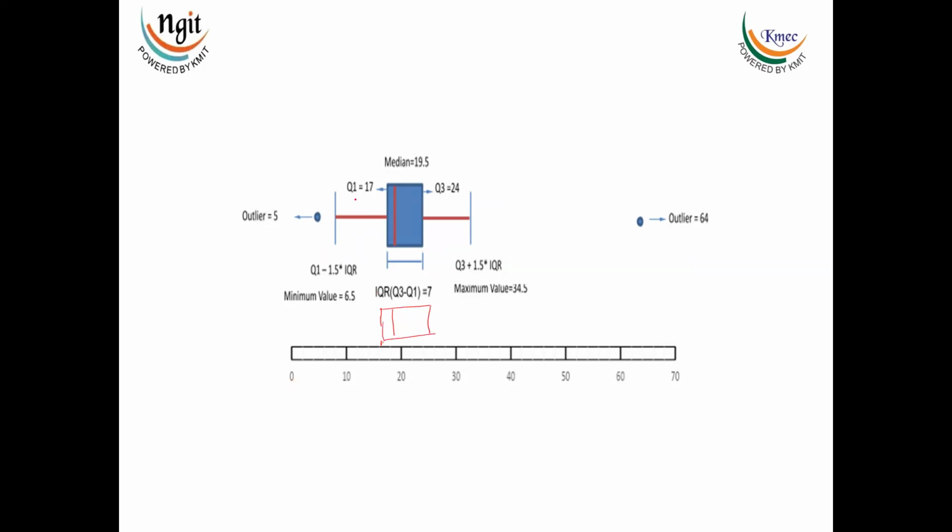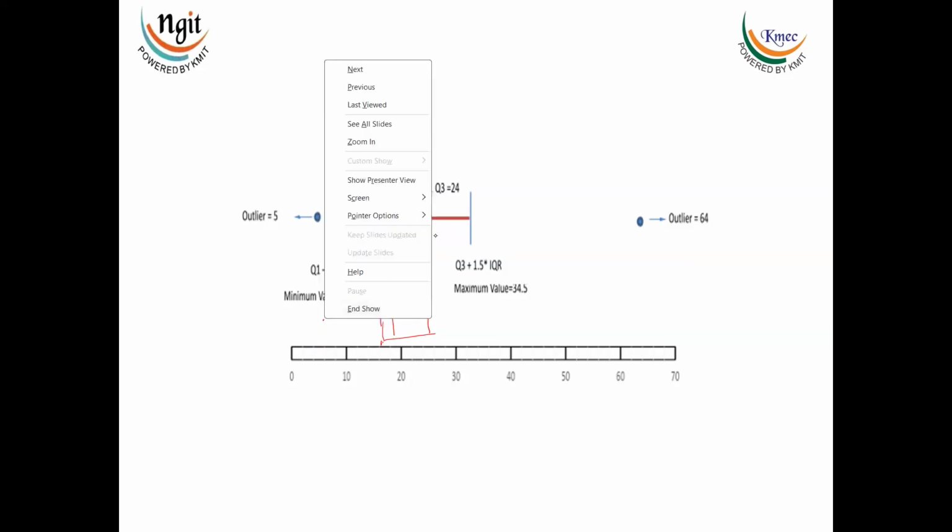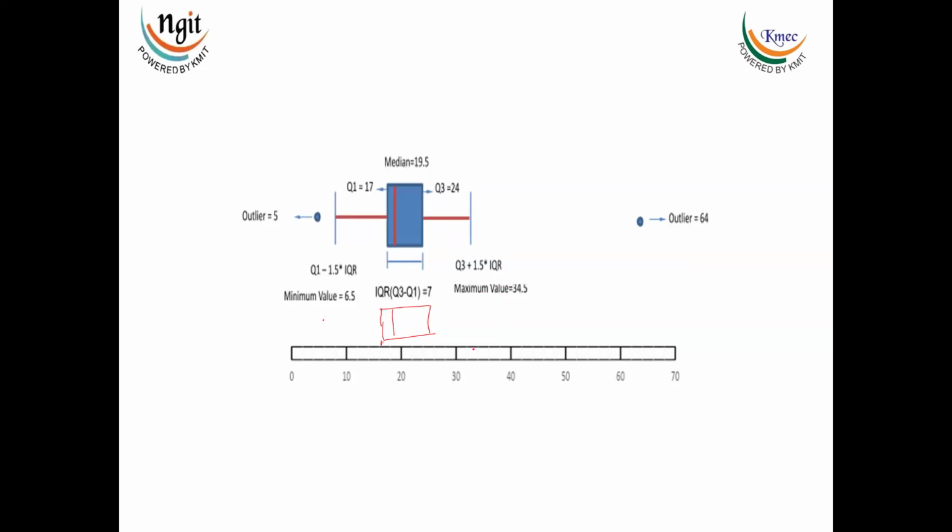And here, the minimum value is 6.5. It is somewhere here, 6.5. And here it is 34.5. The maximum value is 34.5. Somewhere represent it here. Just simply join these two. Join this value, somewhere 6.5. And this represents the box plot.